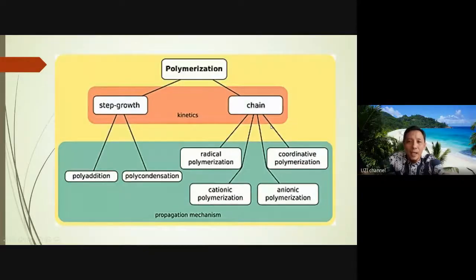Okay, and based on the kinetics and the propagation mechanism, polymerization can be divided into two classes. For the kinetics, for example, step growth and chain growth, and then we can see here the propagation mechanism can be polyaddition, polycondensation, and so on.